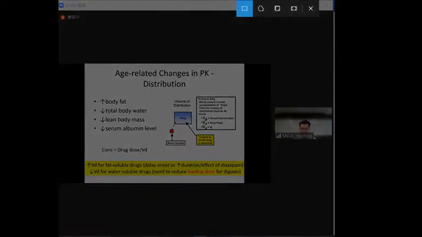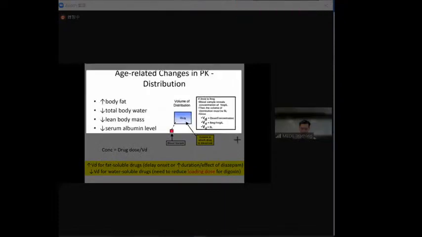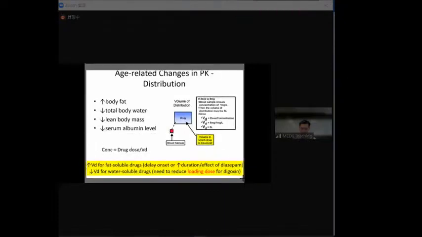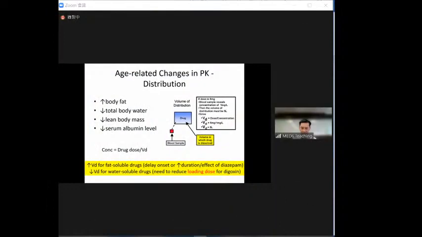As you can see from the advertisement, the distilled water advertisement. So when people get older, the water compartment in the body will be smaller, but the fat compartment would be increased. So maybe we have muscle loss, we have bone loss, but we have fat increase in the body. So this will lead to some changes in the drug distribution.